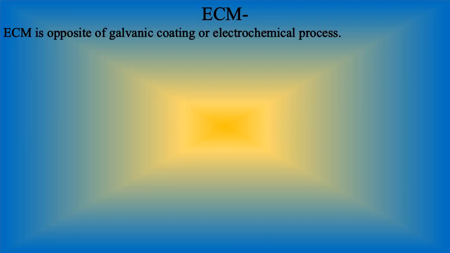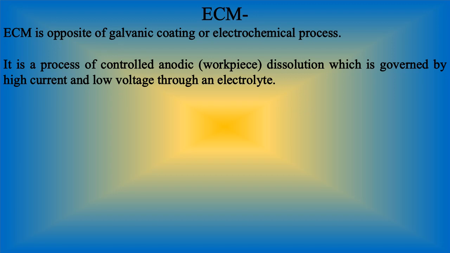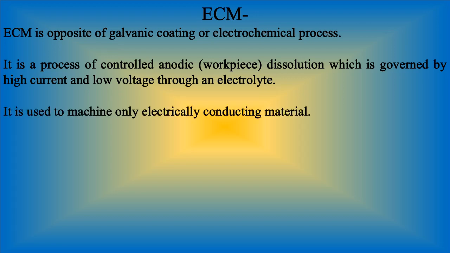ECM is the opposite of galvanic coating or electrochemical deposition process. By galvanic coating, we mean there is a deposition of zinc on iron sheets to prevent rusting. It is a process of controlled anodic dissolution, which is governed by high current and low voltage through an electrolyte. So, anode is the workpiece and cathode is our tool or electrode. It is used to machine only electrically conducting materials. So we cannot machine insulators like wood, glass, etc.